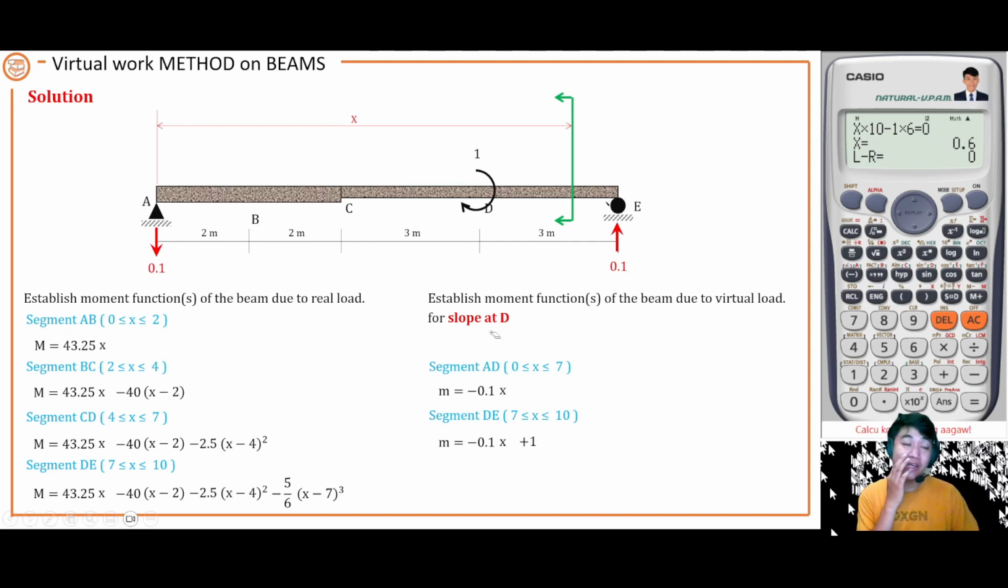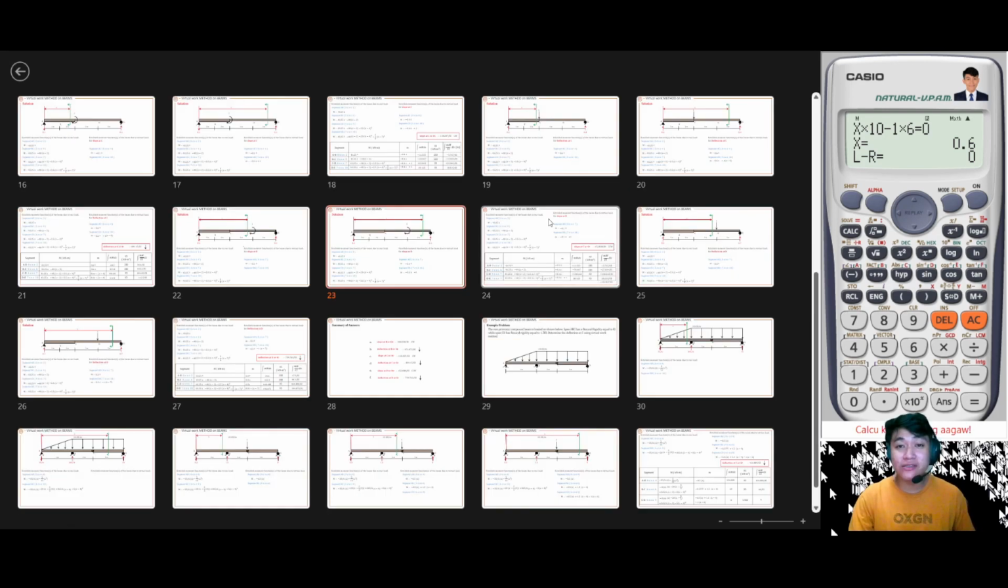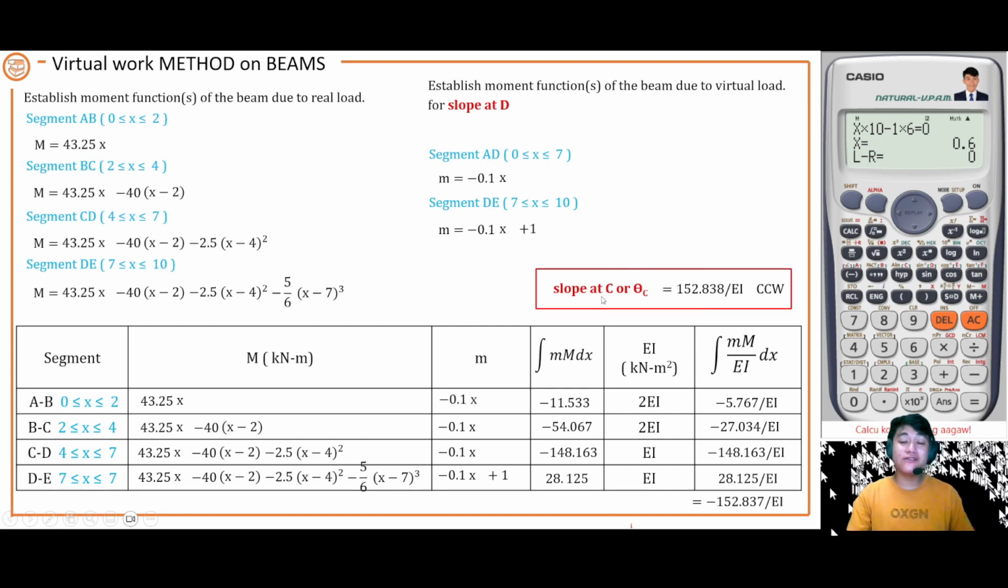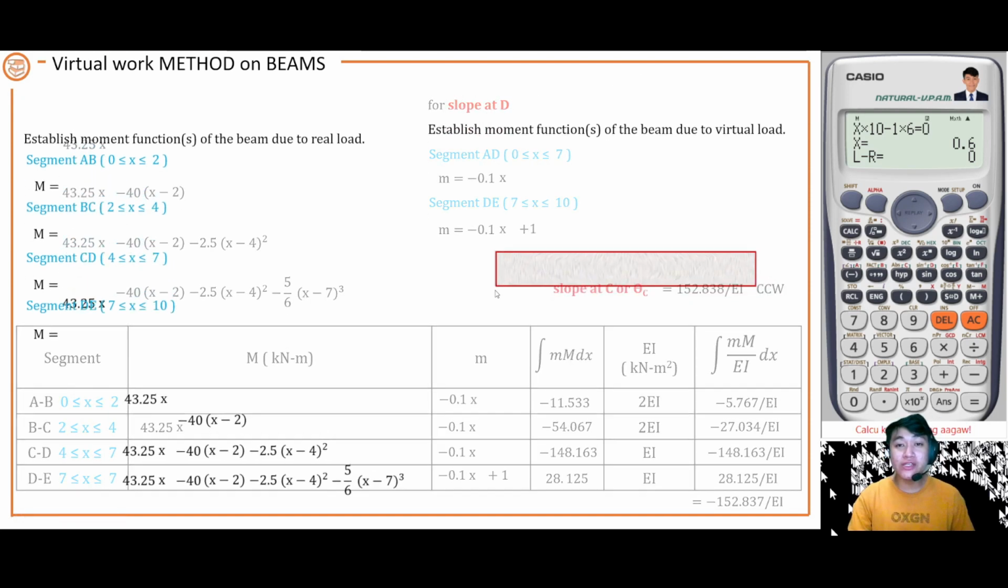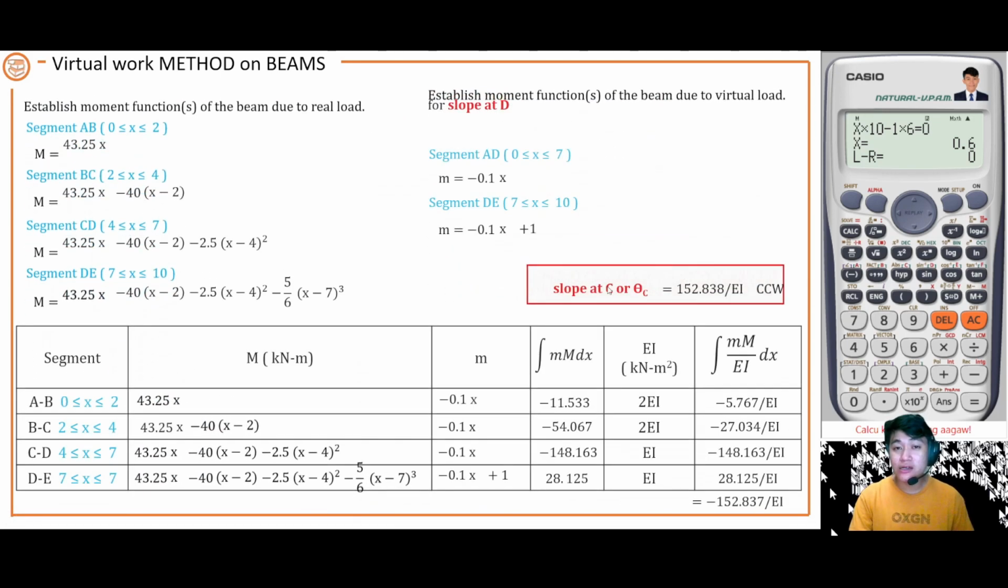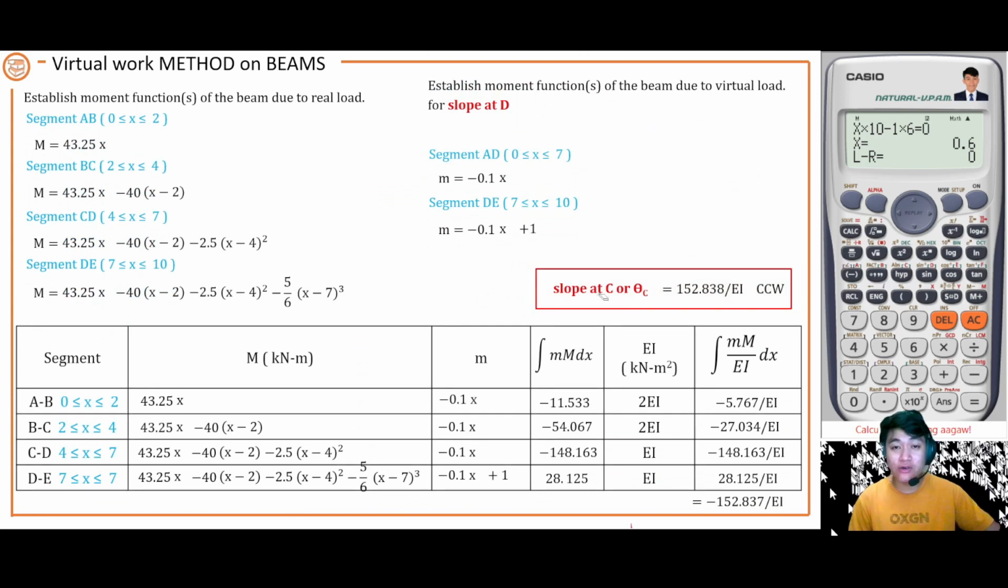So meaning we are assuming that the rotation here is clockwise. However, the result gives us a negative value. Therefore, the assumption is incorrect. It should not be a clockwise rotation. It should be a counterclockwise rotation. Okay? That is your answer for the slope at D. For D, okay, for the deflection at D, sorry. This is the slope at D. We're now solving the slope at D. Slope at D or theta D.